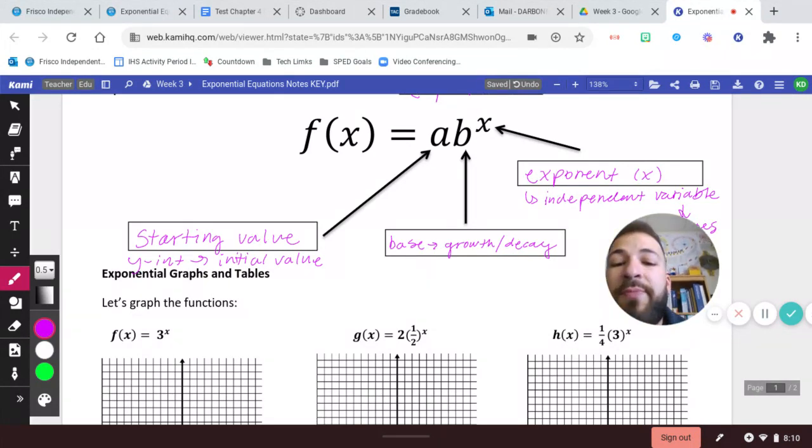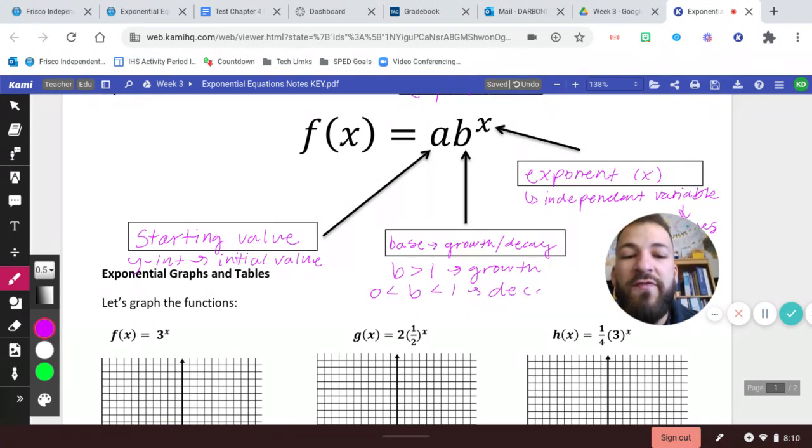Okay. So to help separate them, if my b value is greater than 1, so if I have 1.5, 2, 4, 20, anything greater than 1, then that's going to be growth. Okay, if my b value is in between 0 and 1, then that's going to be decay. So any sort of fraction or decimal, so 1/2, 1/4, 1/3, 0.5, 0.7, 0.1, any of those sort of things, any decimal or fraction in between 0 or 1 is going to cause decay.